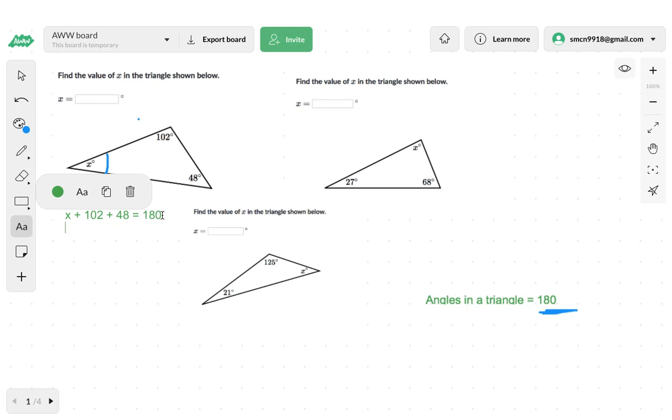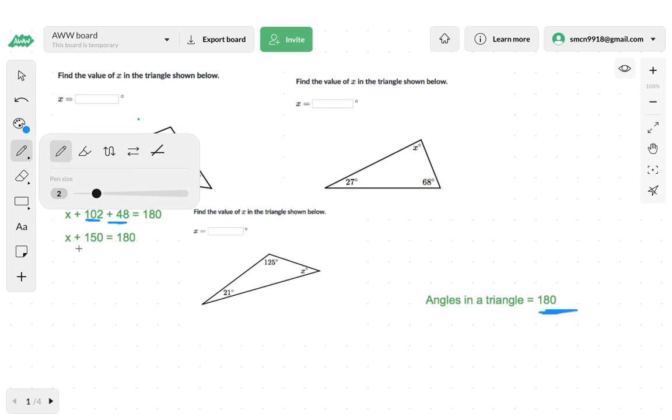Okay, so now I'm going to combine like terms. So I'm going to take this guy and combine, which is different than using inverse operations. That's when you're going across the equal sign. So I'll be left with x plus 102 plus 48. You put that in your calculator, you're going to get 150, and now we're left with a single step equation. So we're going to have to subtract 150 on both sides to get x alone to find out what that value is.